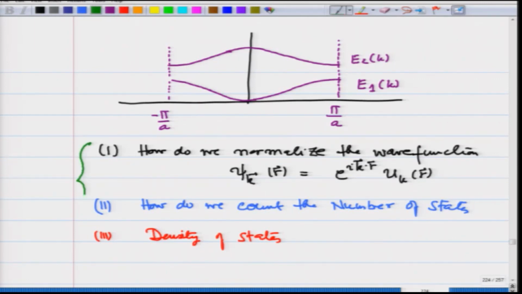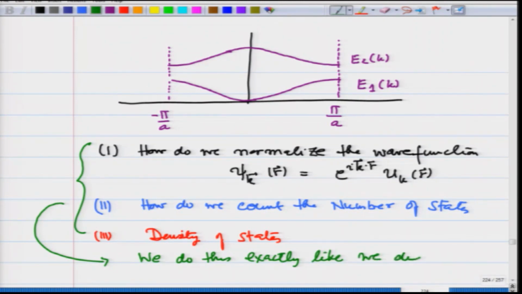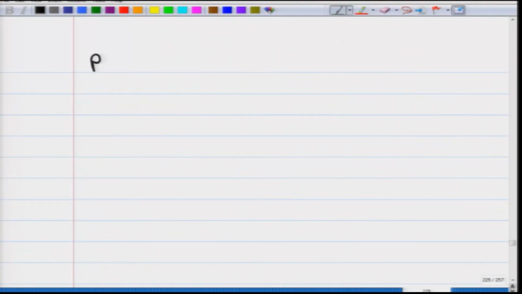And answer to all this is only one. We do all this exactly like we did for free electrons. Everything answered through that. We will do exactly same thing as free electrons, and this is possible. And then we will see its ramifications, its impact on how bands are filled and what happens. So, just a recap on how we did it for free electrons.